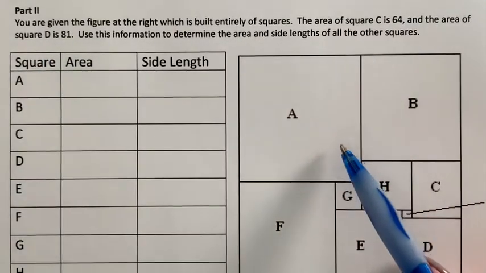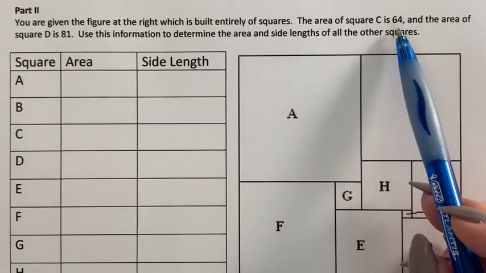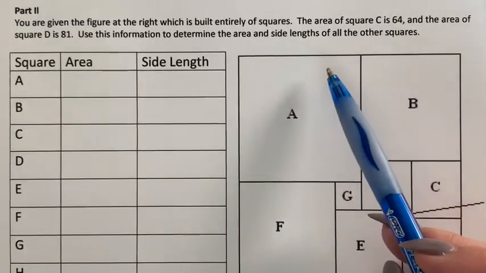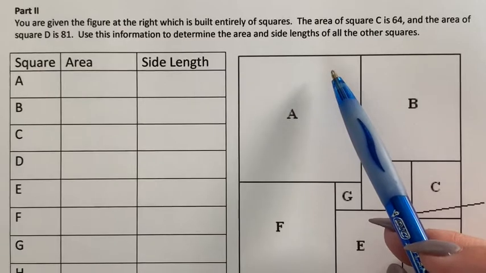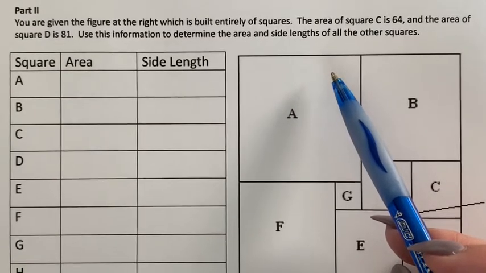Now let's take a look at part 2, which says you are given the figure at the right, which is built entirely of squares. The area of square C is 64, and the area of square D is 81. Use this information to determine the area and side lengths of all the other squares.